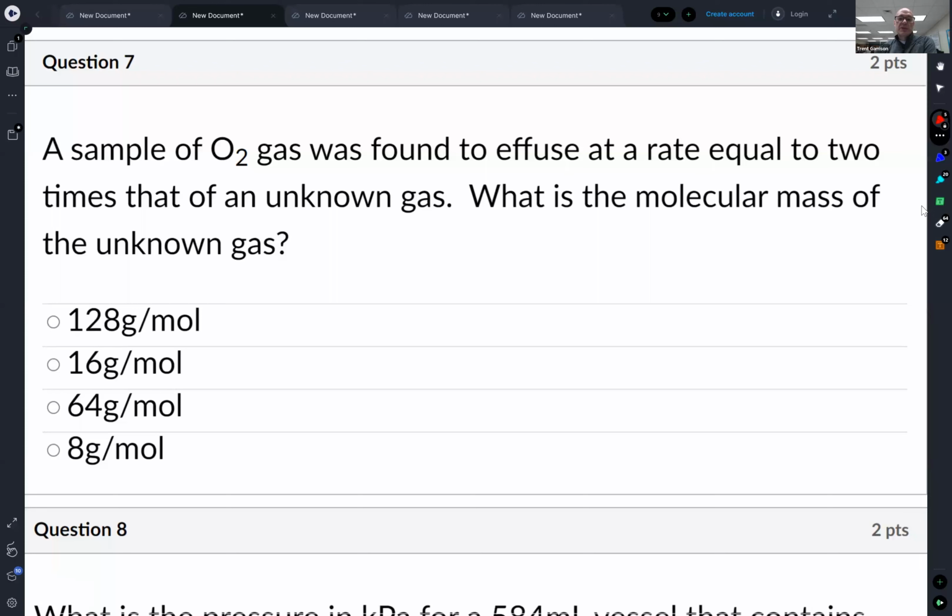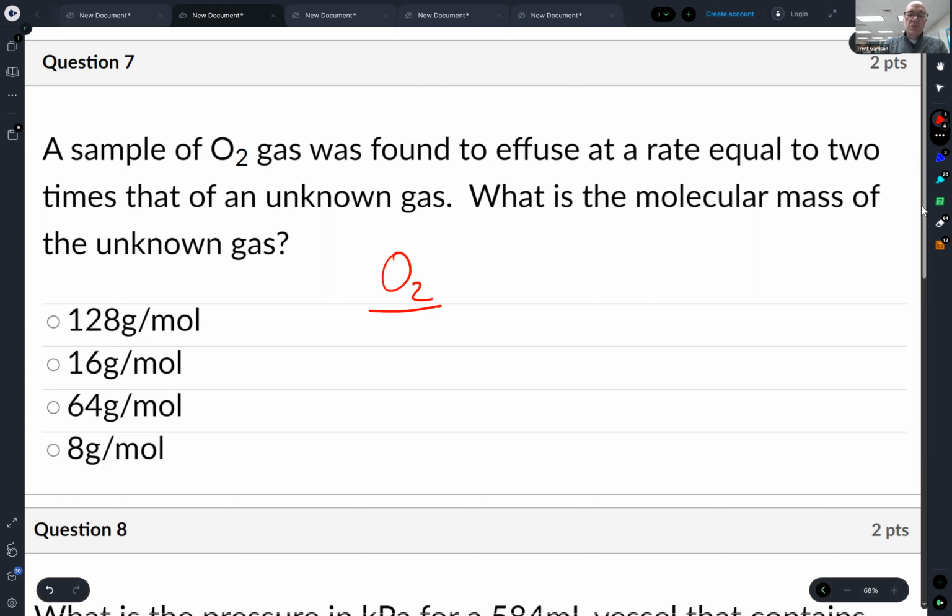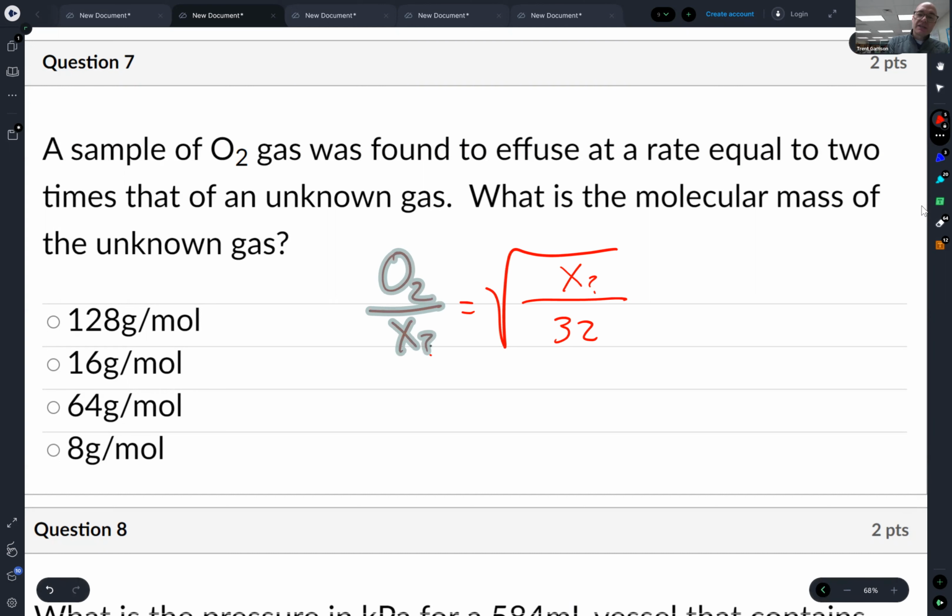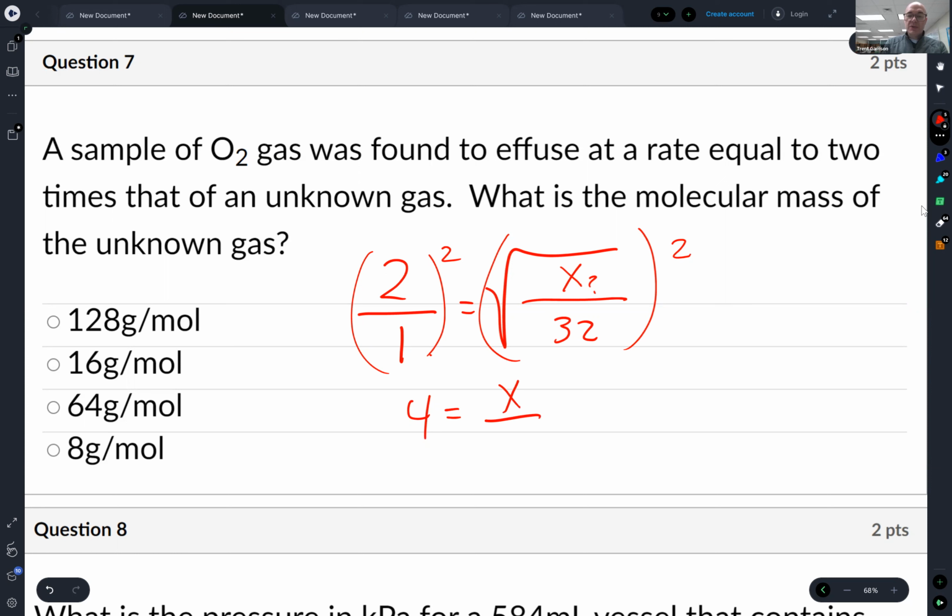A sample of O2 was found to effuse at a rate 2 times that of the unknown. So the rate of O2 is equal to the square root of masses over here, 32, and we don't know what the mass of this unknown is. But over here on the right side, it says that the oxygen is 2 times as fast as the other gas. So what we're going to do now is just simplify, and we're going to get rid of that radical. So we're going to square both sides. So I've got 4 is equal to x over 32. So to get the x by itself, we're just going to cross multiply, 32 times 4, and you get 128.